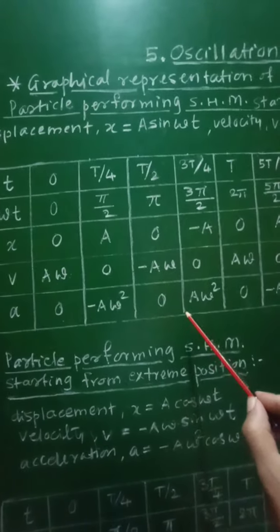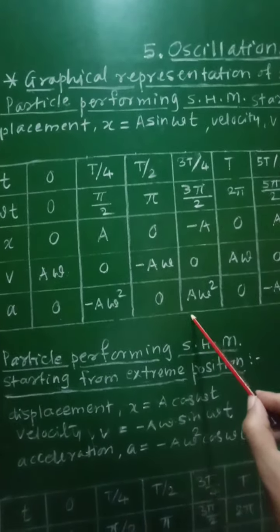For next values of omega t, we will get a omega square, 0, minus a omega square, and then by using these values we can plot again the graph of acceleration against time. Acceleration will be plotted along y-axis, time along x-axis, and again for t is equal to 0, acceleration is 0. For t is equal to T by 4, acceleration will be minus a omega square.